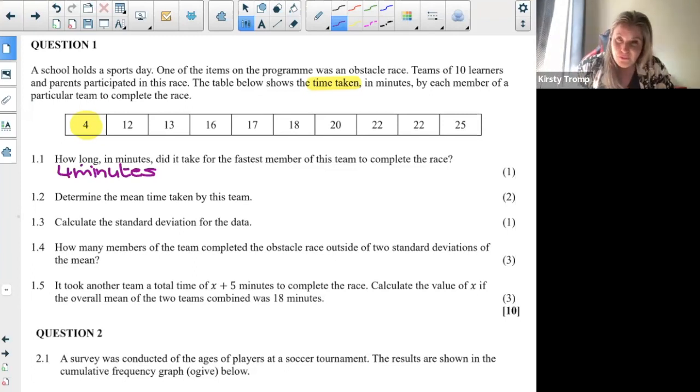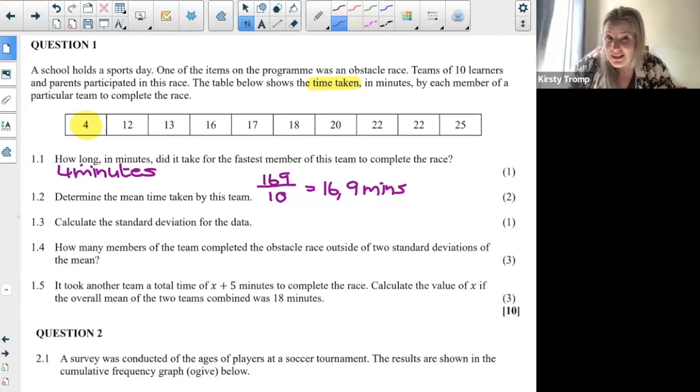You add up all these figures. So 4 plus 12 plus 13 plus 16 plus and so on. That gives you 169 over 10. And 169 divided by 10 gives you 16,9 minutes. So again, if you want to spend that extra minute that you've got putting it in the calculator, that's fine. Really nice and easy.